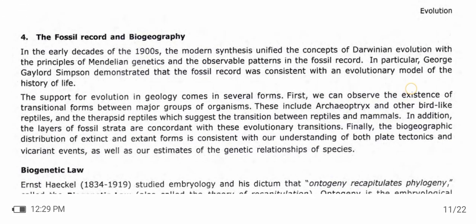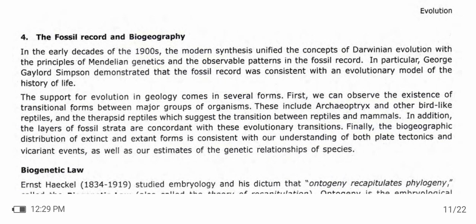And the fossil record and biogeography. In the early decades of the 1900s, the modern synthesis unified the concepts of Darwinian evolution with the principles of Mendelian genetics and observable patterns in the fossil record. In particular, George Gaylord Simpson demonstrated that the fossil record was consistent with an evolutionary model of the history of life. The support of evolution in geology came in several forms.